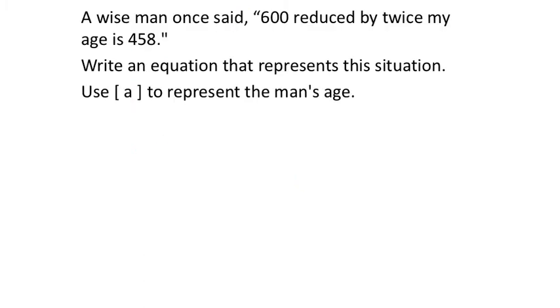A wise man once said, 600 reduced by twice my age is 458. Write an equation that represents this situation. We'll use a to represent the man's age. So 600 reduced by twice my age. That means you'd start here with the 600, and then you will reduce it. It says reduce, which indicates subtraction here.